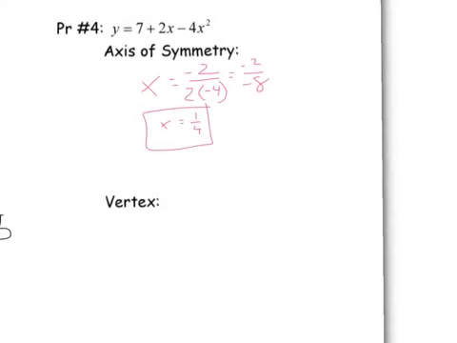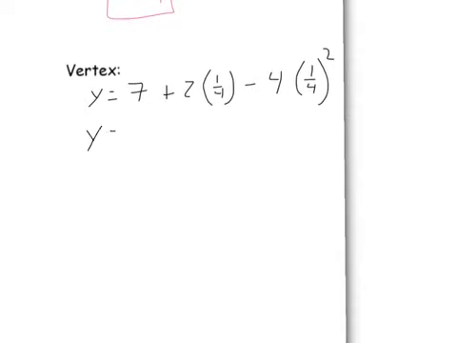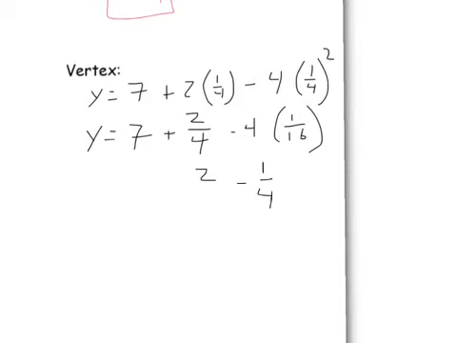So to find the vertex, you're going to plug that into y equals 7 plus 2 times 1/4 minus 4 times 1/4 squared. Okay, let's do a little basic arithmetic here. We get 7, 2 times 1/4. That's the same thing as 1/2 or 2/4. I'm going to leave it in fourths. You'll see why in a second. 1/4 squared is the same thing as 1/16. And negative 4 times 1/16 is the same thing as negative 4/16, which is the same thing as negative 1/4. So now I have 7 plus 2/4 minus 1/4, which is 7 and 1/4.